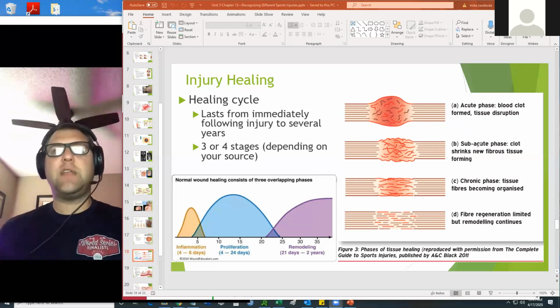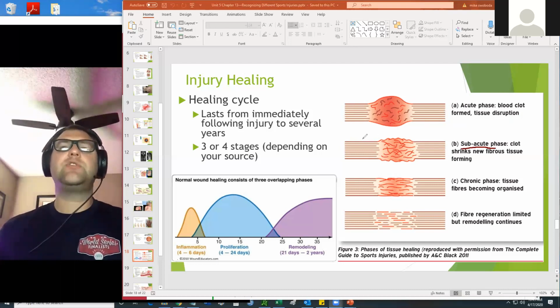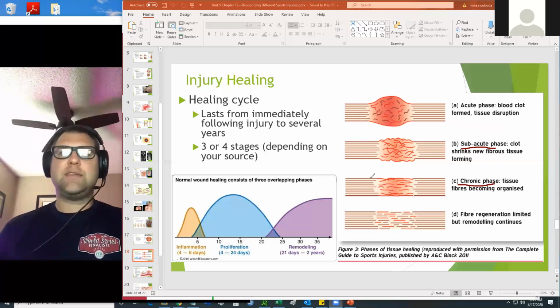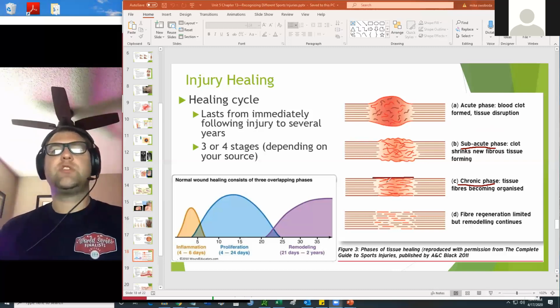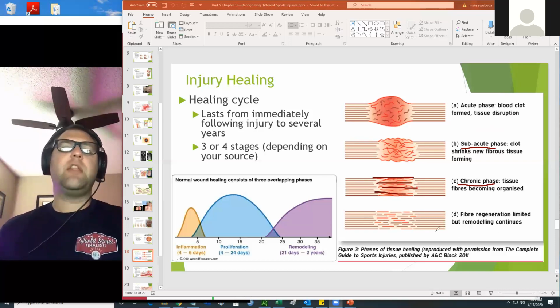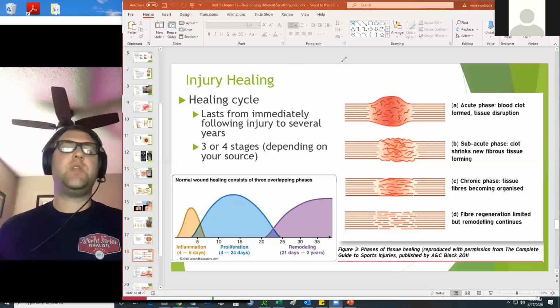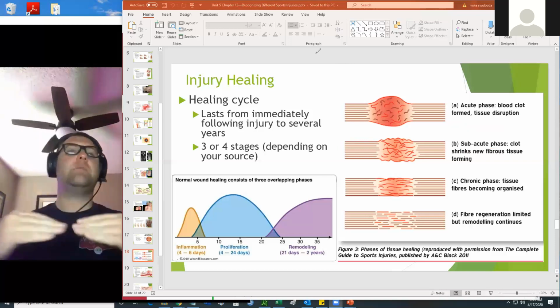Immediately after that, in the subacute phase, you start to get rid of the swelling and you start the healing process. When you get to the chronic phase, this is where you start getting your muscle fibers or your tissue fibers back in order. And then remodeling will continue for up to several years. And remodeling is just when all those fibers get back in proper order.